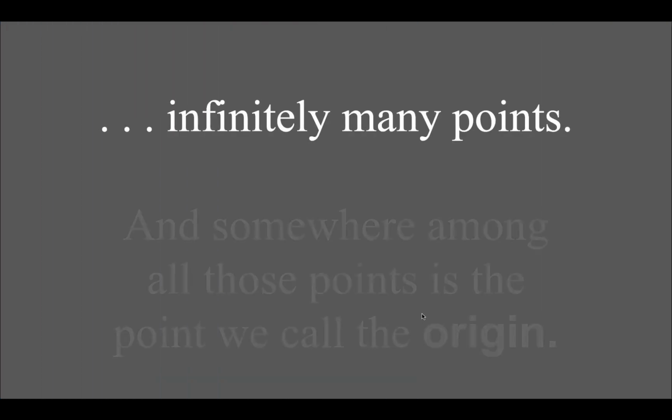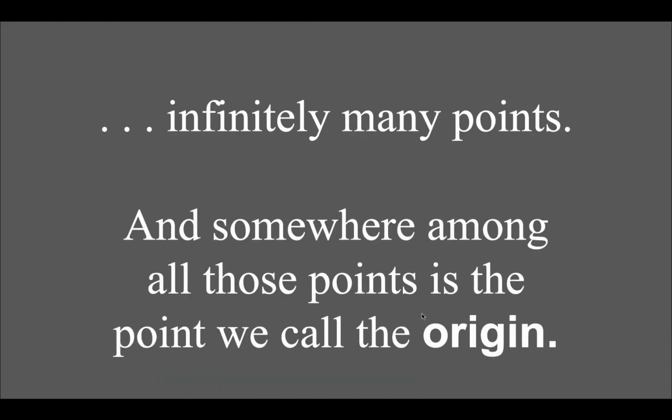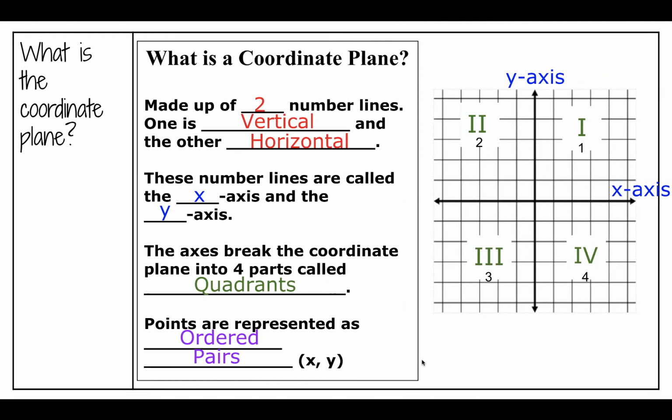There is an infinite amount of points that you can put on a coordinate plane, and somewhere among all those points is a really special point. It's called the origin. Say that with me, origin. So let's label the origin on our coordinate plane in our notes right now.